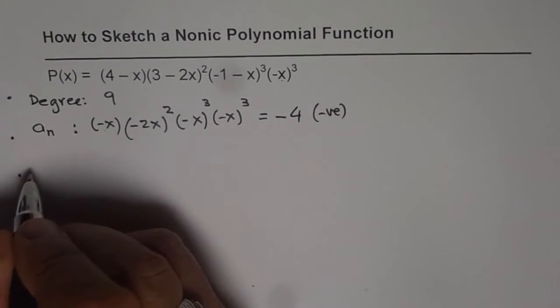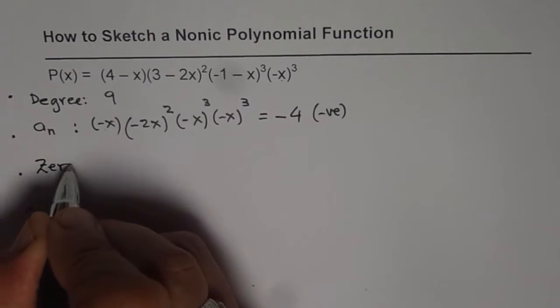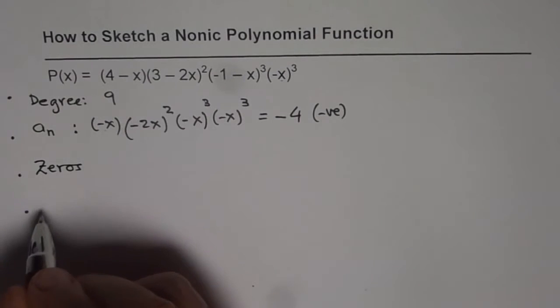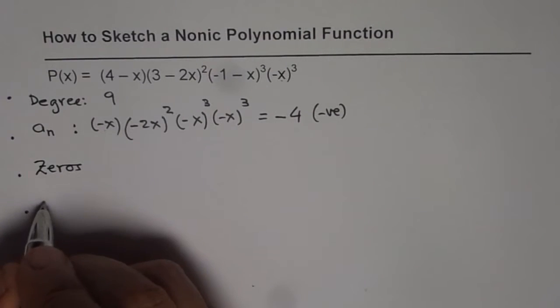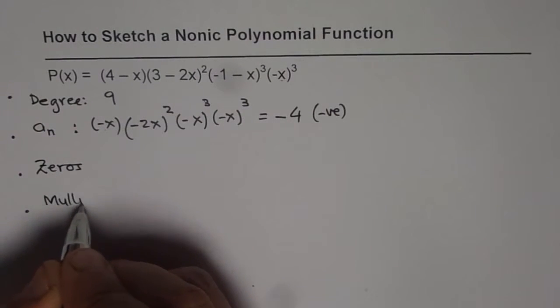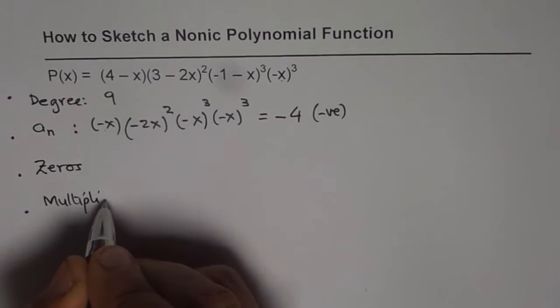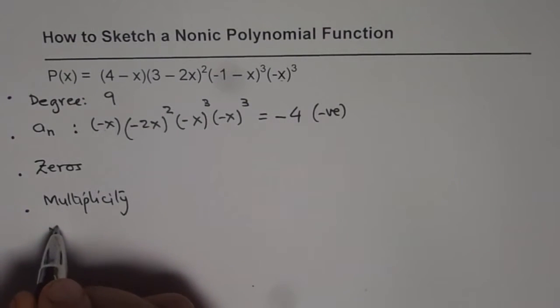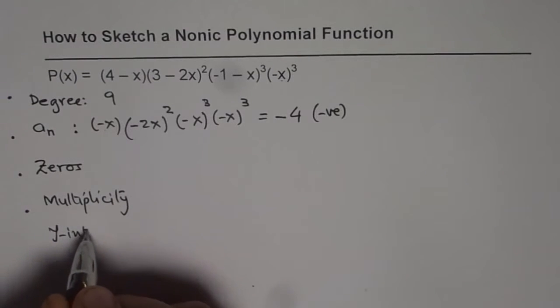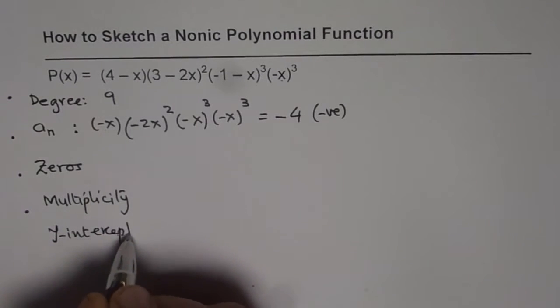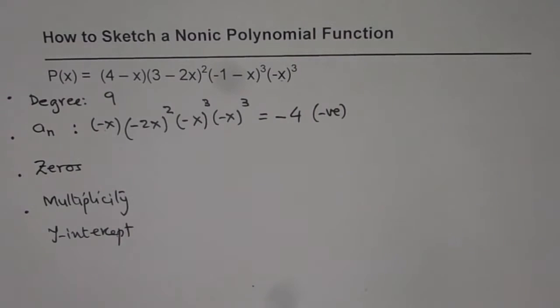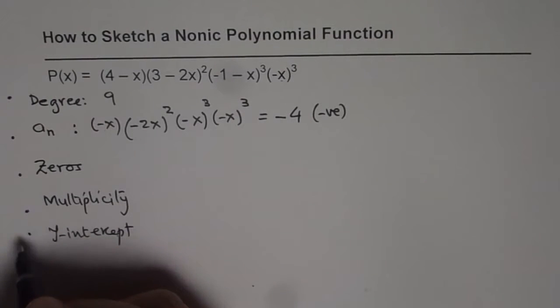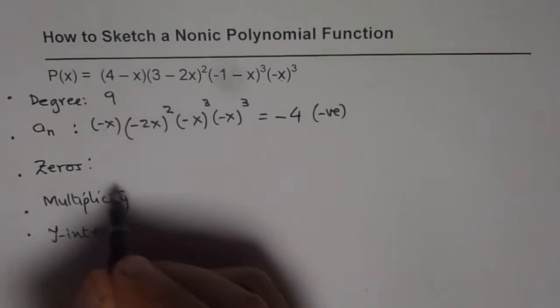Then the next thing to look for is the zeros and their multiplicity. So let me write down multiplicity separately. And one more thing which we have to look for is the y-intercept. Okay, so these are the things which we have to look for. You can pause the video, write your answers, and then check with mine.